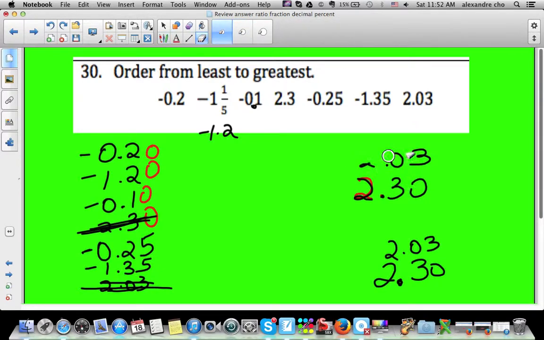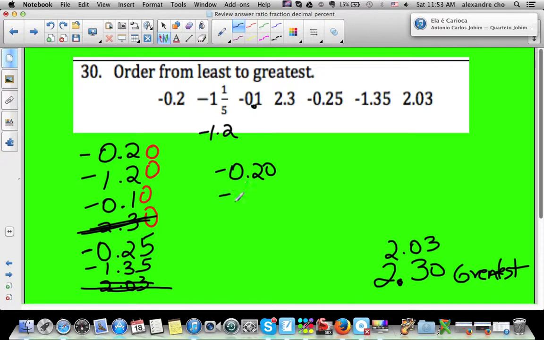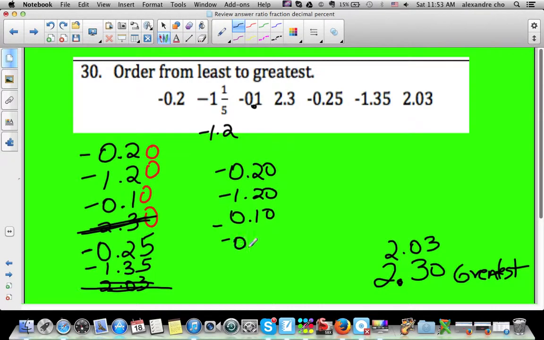All right, and now I'm going to erase it. A bigger eraser would have been nice. There we go. So this is my greatest. Now I've got to work backwards. From the numbers that I have left over, I'm going to write them again: negative 0.2, negative 1.20, 0.10, negative 0.25, and negative 1.35.